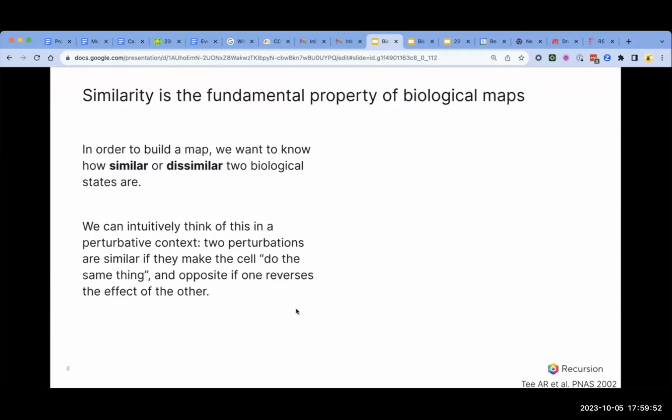In city maps, we talk about the distance between places and the routes that we navigate to get from one place to another. For biological maps, we have to think as well, what are the properties that we care about? And so in these maps, we talk about similarity. We want to know how similar or dissimilar two different biological states are. And intuitively, if we make two different perturbations to a cell and they make the cell do the same thing, then they should be similar. If they make the cell do opposite things, or if one reverses the effect of the other, then they should be opposite to one another.